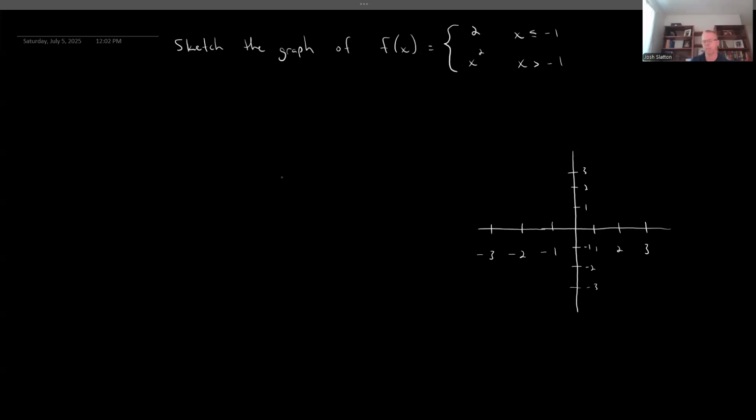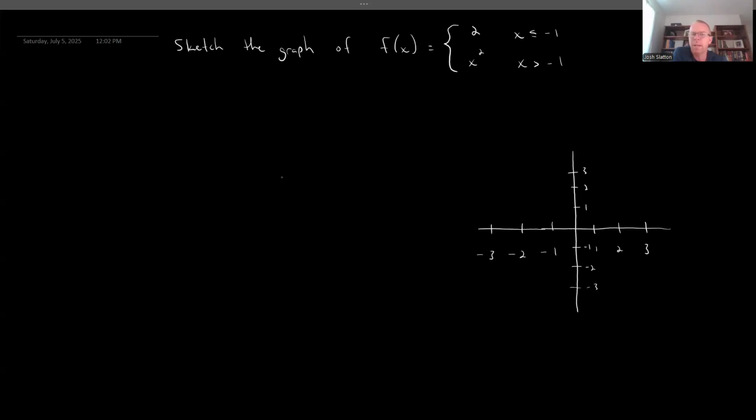So you know what a quadratic looks like, you know what a constant function looks like, or a linear function, or all the basic types of functions that you've probably run across. It's basically just graphing part of that, graphing part of another one, and then seeing where they split.